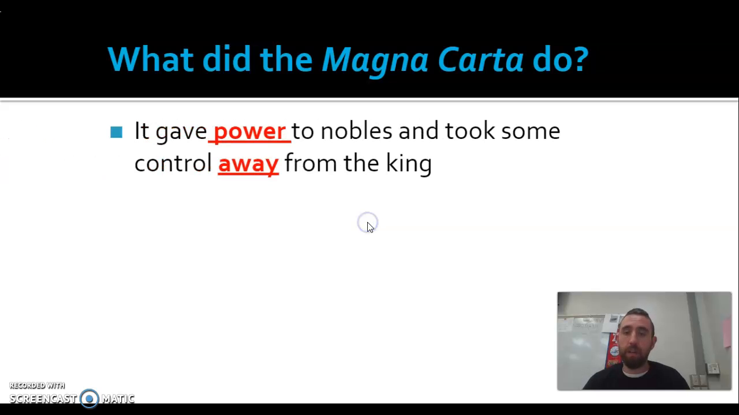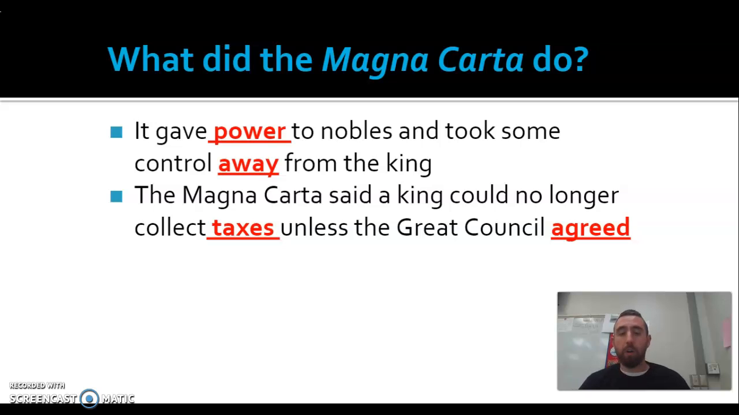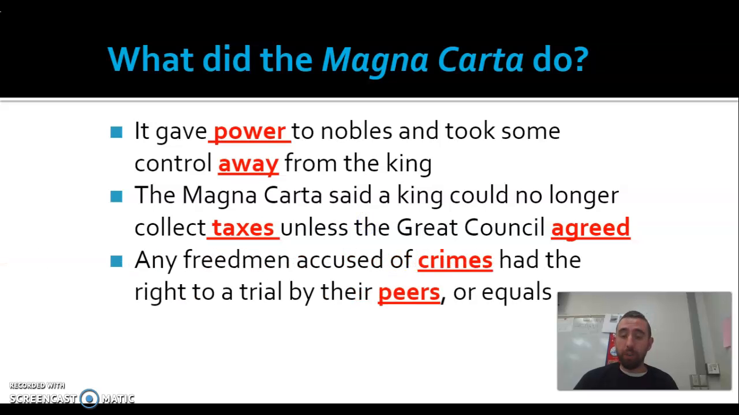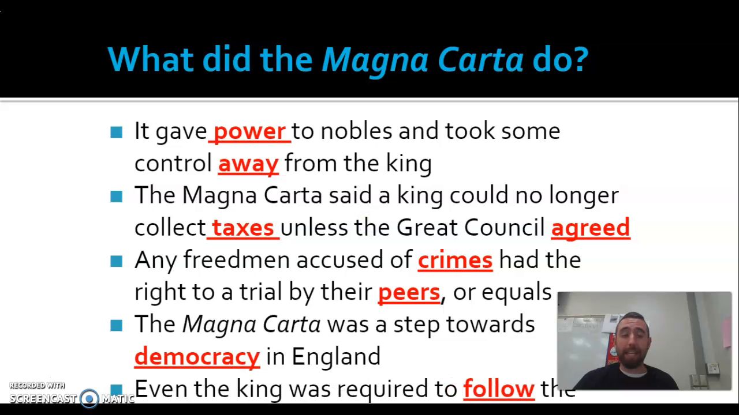Okay. All right, so what did the Magna Carta do? It's going to take some of the power away from the king. The Magna Carta said that the king could no longer collect taxes unless a council agreed to it. That was the lords, the nobles. If anybody was free, aka they were not a slave, and they were accused of crimes, they got a fair trial. They got to have a trial with a jury, with peers. So it's a step towards democracy. Didn't get them to voting and everybody making decisions together, but it got them closer. Because now even the king has to follow the rules.